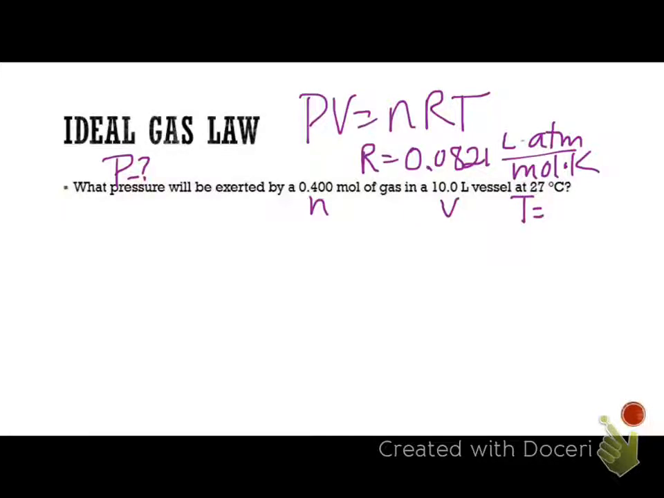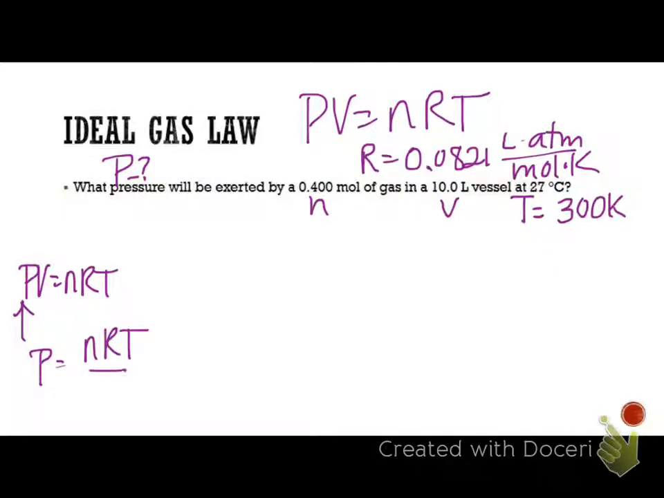So we're going to immediately put that into Kelvin. So 27 in Celsius would be 300 Kelvin. So PV equals nRT. Solving for pressure, so isolate that. So P is going to be equal to nRT over V.